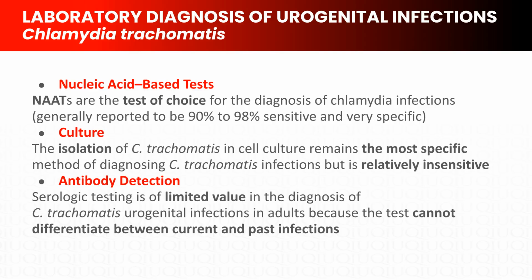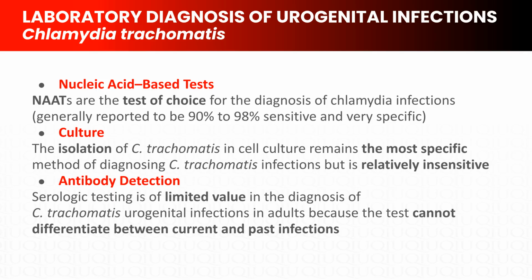Nucleic acid amplification tests, or NAATs, are now considered the test of choice for diagnosing chlamydial infections. A major advantage is that many NAAT platforms can simultaneously test for both Chlamydia trachomatis and Neisseria gonorrhoeae from a single specimen. Since co-infection with these two organisms is common, this dual testing is extremely valuable clinically.